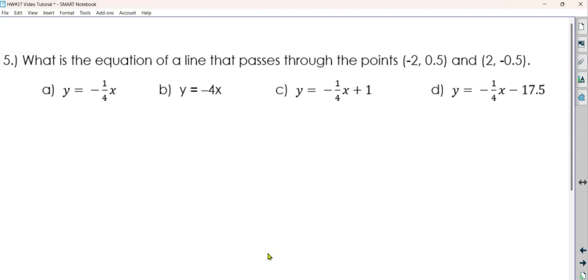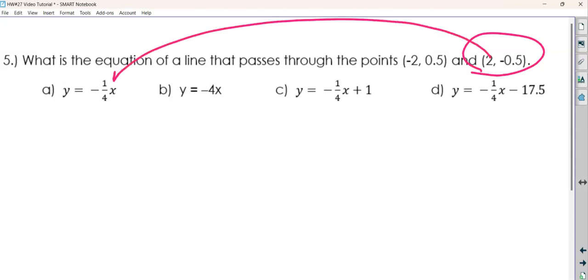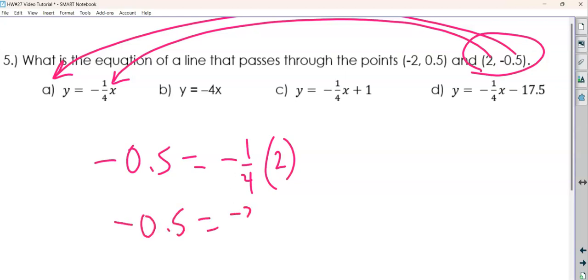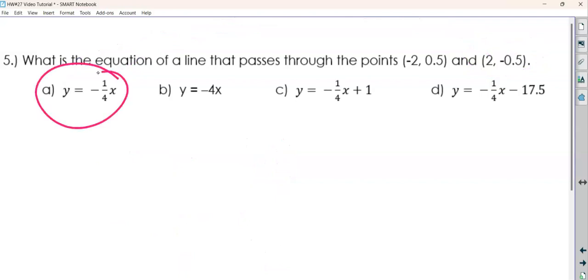Now I have to check this other value. I have to erase and replace and check this value. This is for x, this is for y. Is negative 0.5 equal to negative 1/4 times positive 2? So is negative 0.5 equal to negative 2/4? It is. If both points are true, then we have found the answer.